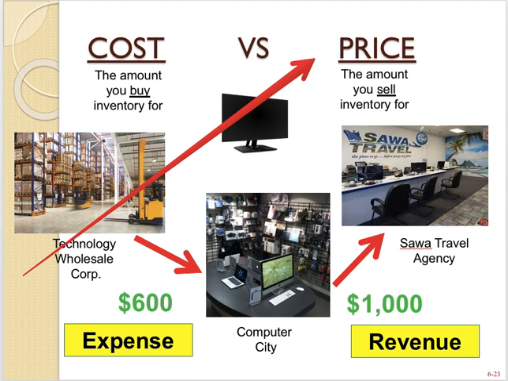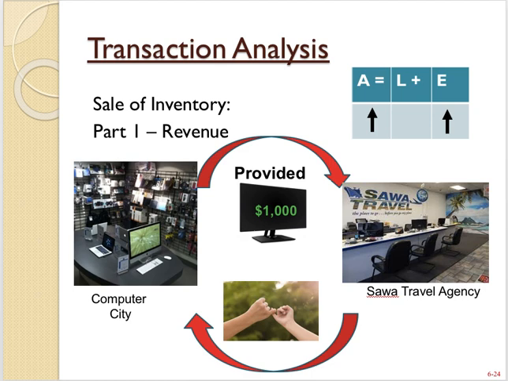Because there are these two different amounts, the sales transaction needs to be recorded in two parts. First, we're going to discuss the revenue part. The revenue part of the transaction looks like this. That is the transaction with the customer. We have Computer City, which is our business, and we have Sawa Travel Agency, which is the customer. So this revenue transaction is a transaction with the customer. We're selling them something, and they're giving us something in exchange.